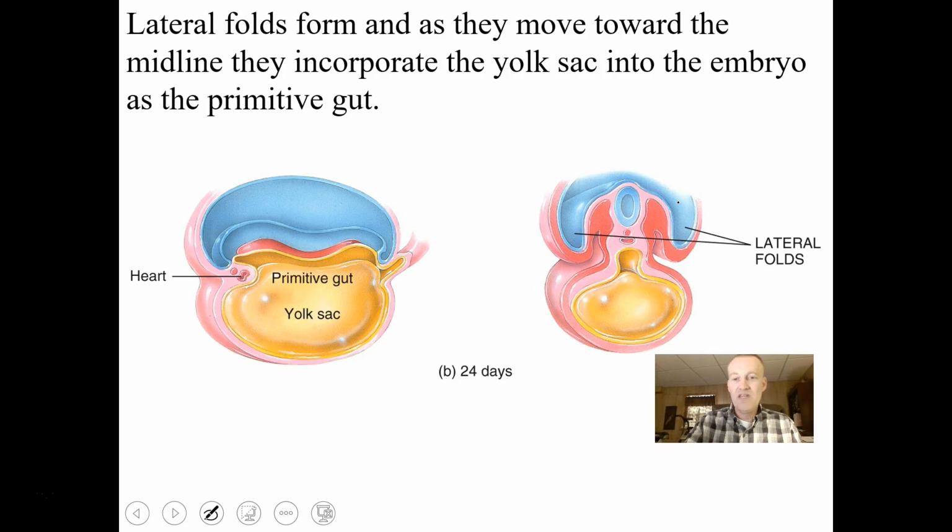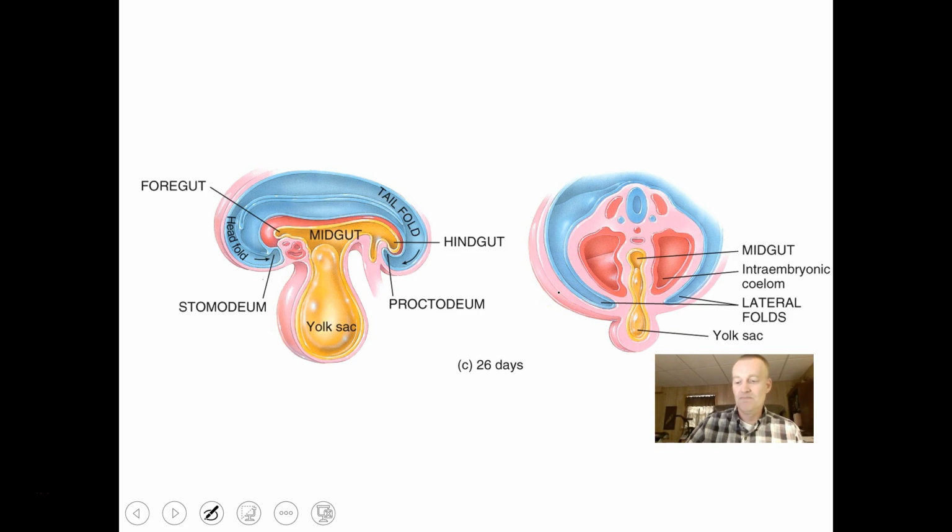We then get, from the side view, lateral folds that form as well. And they basically curl towards the midline. They incorporate the yolk sac into the embryo, and that's what you're seeing here, is eventually they're going to incorporate the yolk sac in. As you can see, they're incorporating all of that yolk sac.